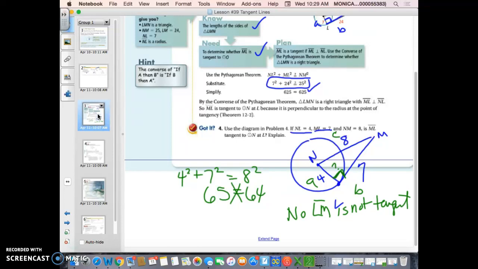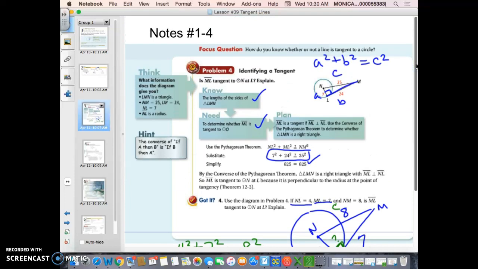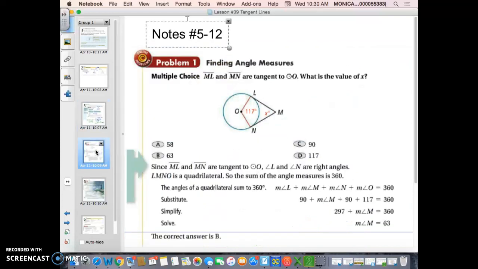All right, practice this by doing numbers 1 through 4 in your packet. Pause the video, work those out. I did number 1 for you, and I'll have the answers on the canvas for you to check. Okay, these are the notes for numbers 5 through 12, assuming you have completed 1 through 4. We're going to use the same theory to find missing angle measures.